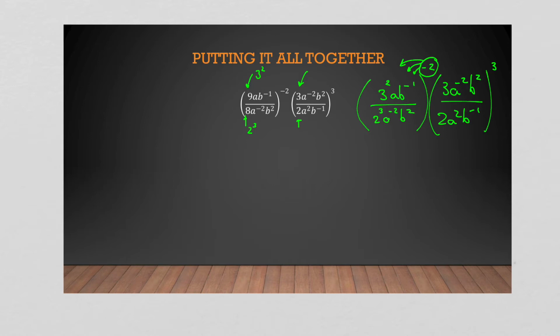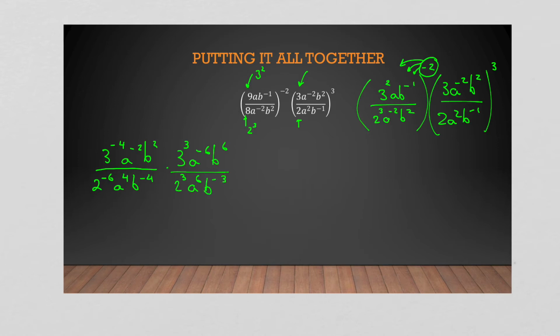So I'm going to have 3 to the negative 4. I'm going to have a to the negative 2, and I'm going to have b to the positive 2. And in the denominator, I'm going to have 2 to the negative 6, but then I'm going to have a to the positive 4 and b to the negative 4. And now for my second one, I'm going to have 3 cubed, a to the negative 6, b to the 6, over 2 cubed, a to the 6, and b to the negative 3.